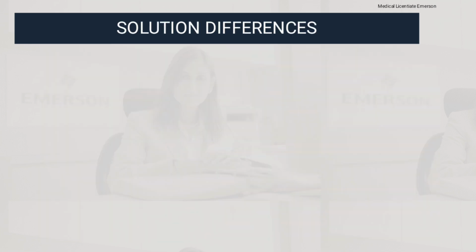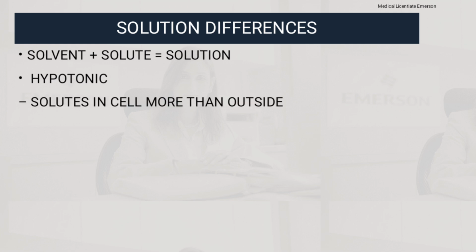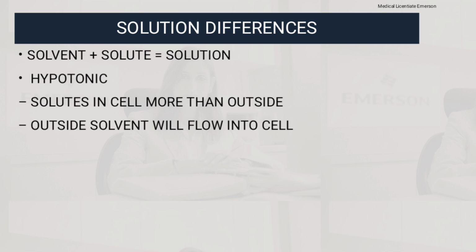In terms of solution differences, a solvent plus a solute is a solution. Then we have a hypotonic solution, where the solutes in the cell are more than those outside. In a hypotonic solution, the outside solvent will flow into the cell.